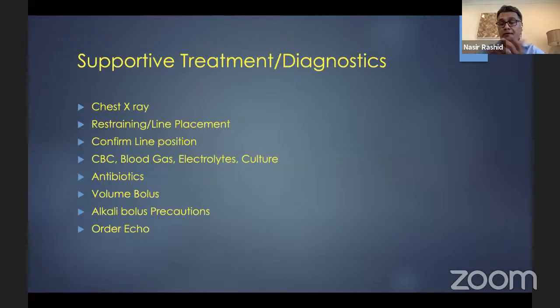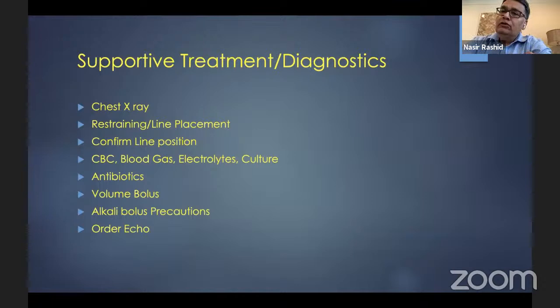Besides attending the delivery room, doing the PPV, starting oxygen, and intubating if the baby needs it, once you bring this infant to the NICU, you need to make diagnostics. You need to start treatment. You do a chest X-ray. You restrain the infant and make sure you have a central line in this baby. Confirm the line position. Draw appropriate labs like CBC, blood gas, electrolytes, culture. If you feel that this kid is septic, go ahead and start antibiotics. If the kid is hypovolemic, go ahead and give a volume bolus, depending upon what you want to give based on the blood pressure recording.